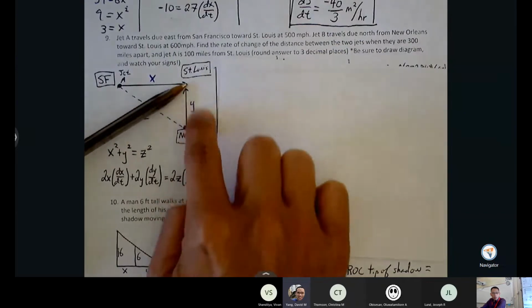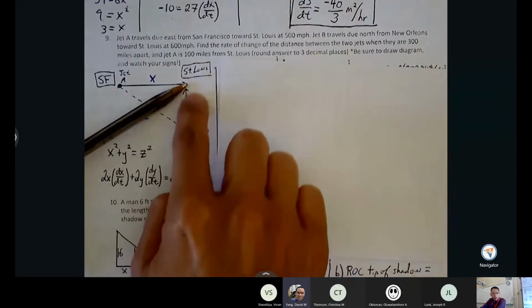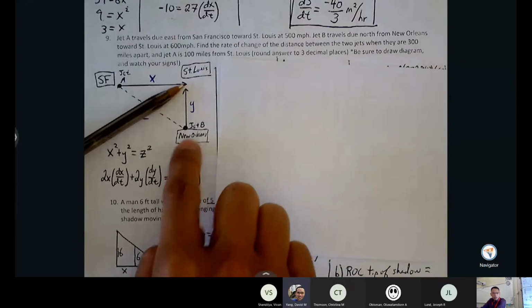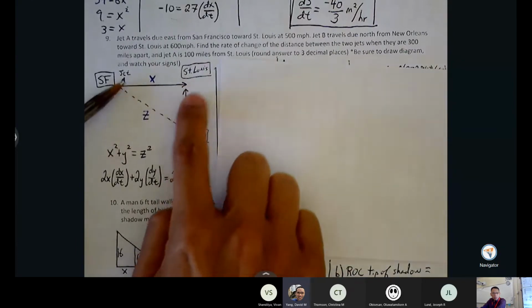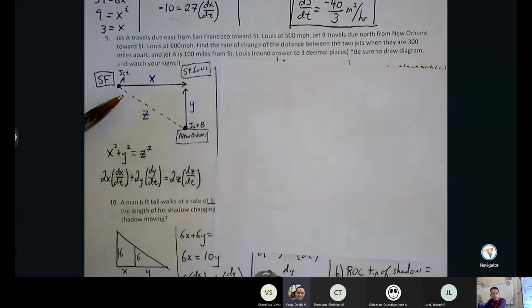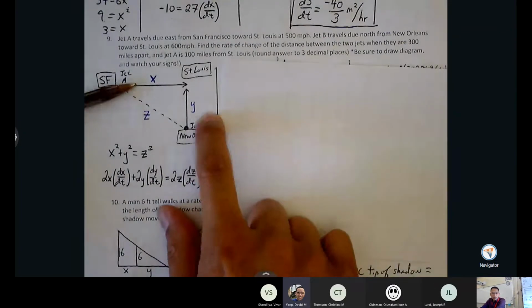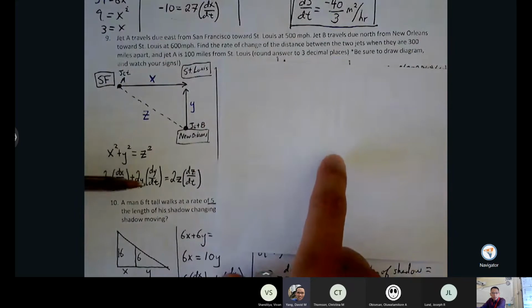Now, if we're going from St. Louis to New Orleans, then that's different, right? Then our y is increasing. But we always want to picture what's happening to our triangle, right? If you can imagine that length increasing, you want that rate to be positive. If you can imagine that rate to be decreasing, then we can make it negative. All right, so I think that's the only difficulty of the problem. Everything else is kind of given to us.